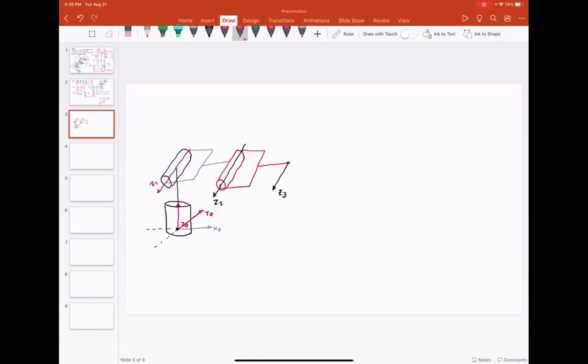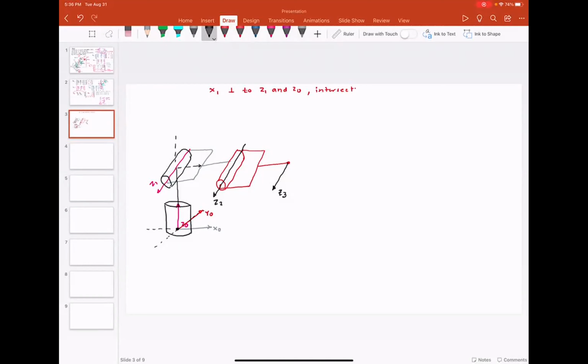Why not? Now here, it's very important. So what is the second rule for X1? And I will write this down. X1 should be perpendicular to Z1 and Z0, and it should intersect. This is a very important rule. So I want you to think for a second and tell me where these 2 rules are satisfied.